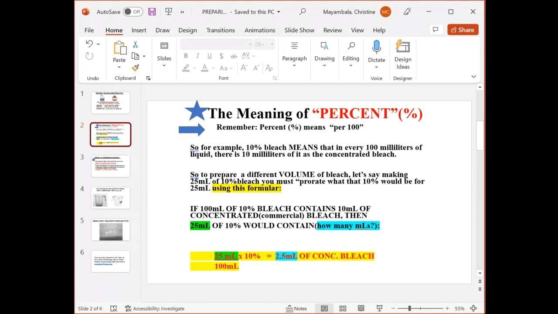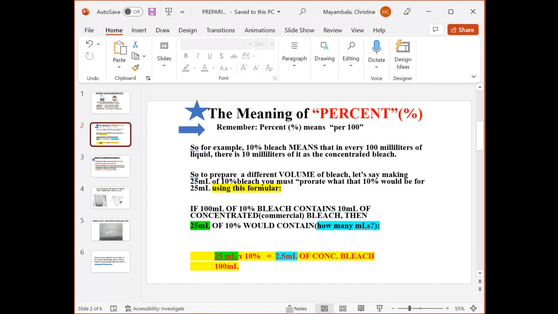The next slide is basically just going over in detail, just like our 101 class, what do we mean by percent? Percent means per 100. In plain language, it means that for every 100 parts of whatever liquid you're working with, how many parts are concentrated and how many parts is water. Usually you're talking about liquids that have to be diluted down.